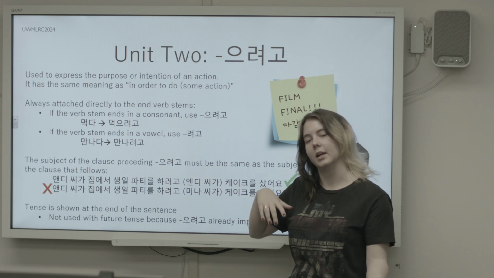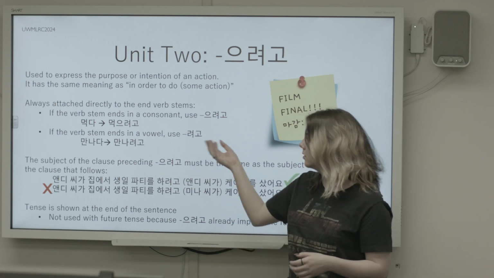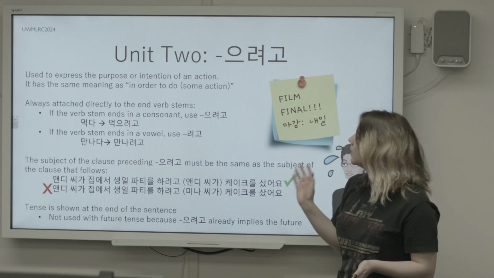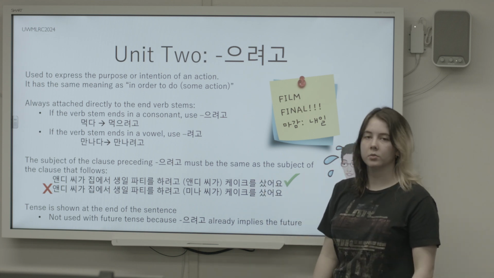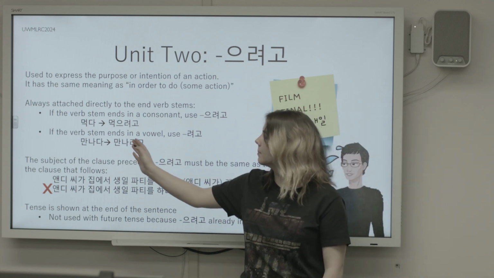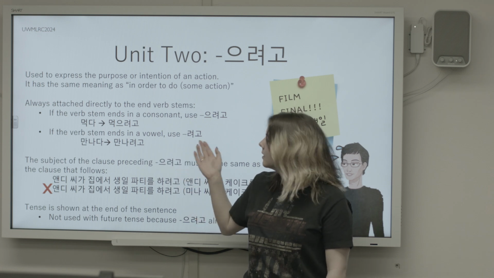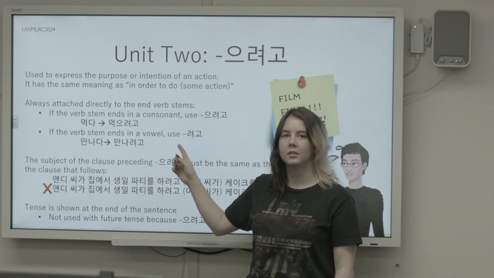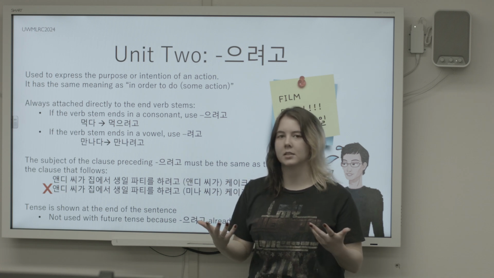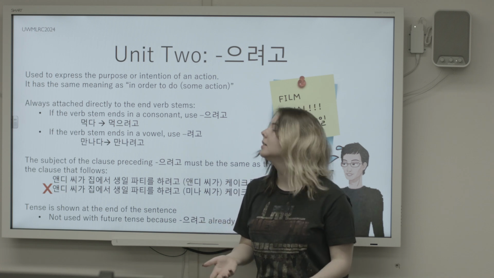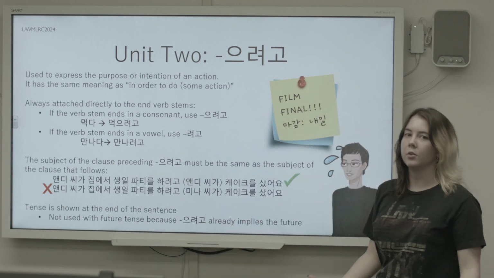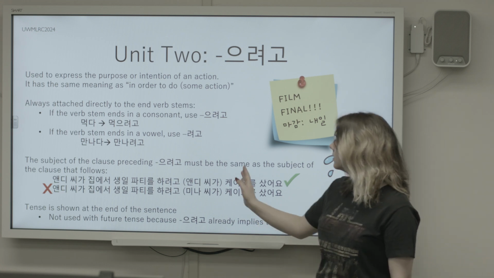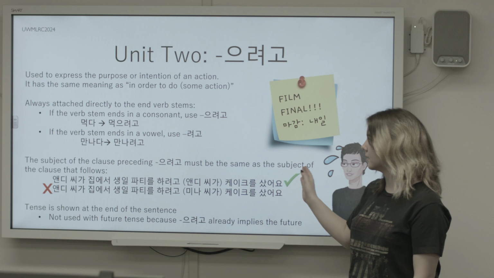If the verb stem ends in a consonant, use 으려고, so 먹다 becomes 먹으려고, in order to eat. If it ends in a vowel, use 려고, so 만나다 becomes 만나려고. This can be a little bit tricky to pronounce because of the 려 here, so just take your time, practice, make sure you're comfortable with saying it. 려고, 으려고.